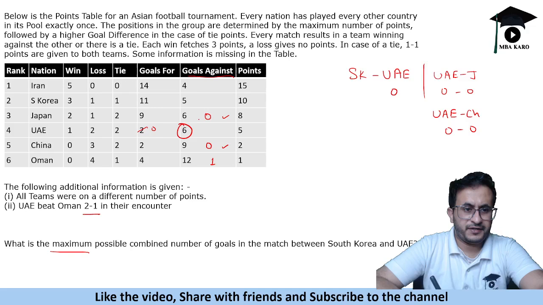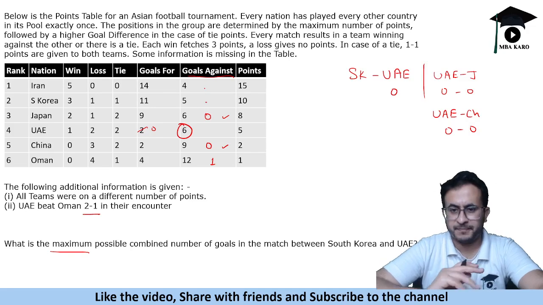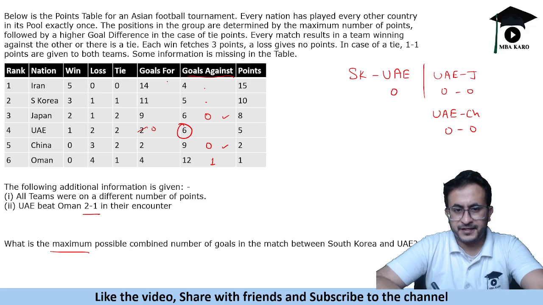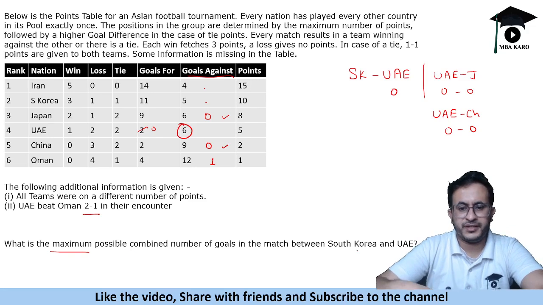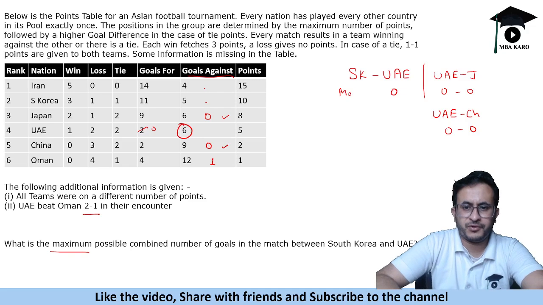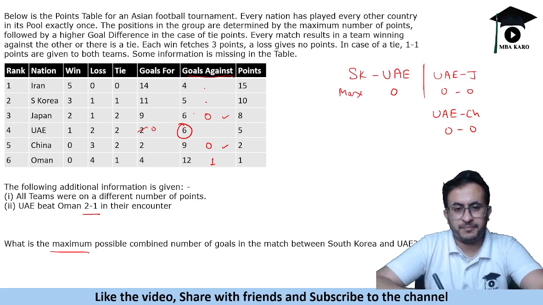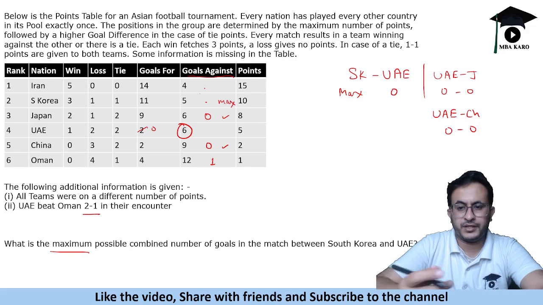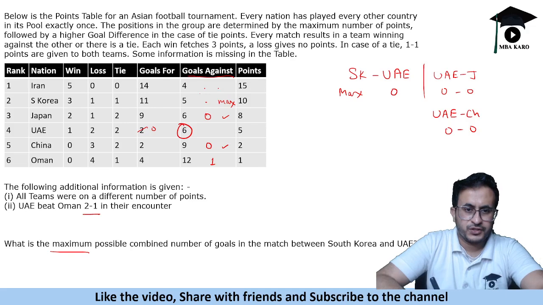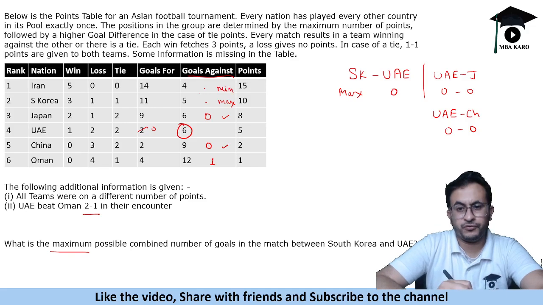Now 2 teams are left to play. One is Iran, another is South Korea. So Iran is winning. We need to find the maximum combined number of goals between South Korea and UAE. UAE is 0, so South Korea should have the maximum number of goals. To get the maximum number of goals for South Korea, all others should be minimum, because this total is fixed. So Iran should have the minimum number of goals.